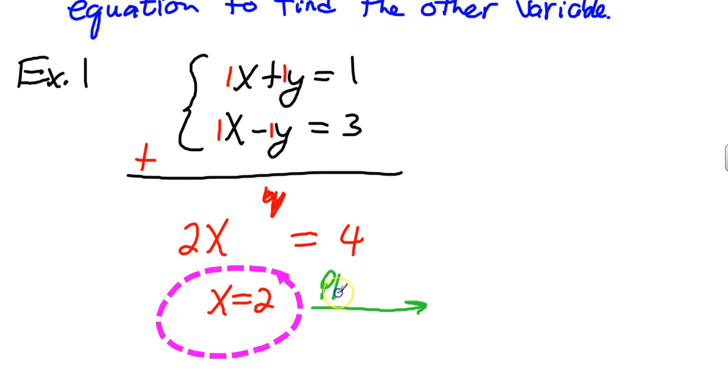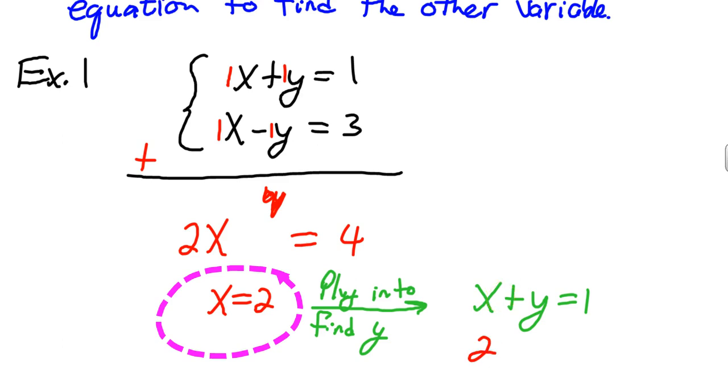So we're going to plug it in. Sorry, we've got x, we've got to find y. And it doesn't matter which one you pick here, just whichever one you think would be easiest. If you want to go with the second one, we've got x. Let's go with the first one. x plus y equals 1. I'll take out the x, plug in 2.